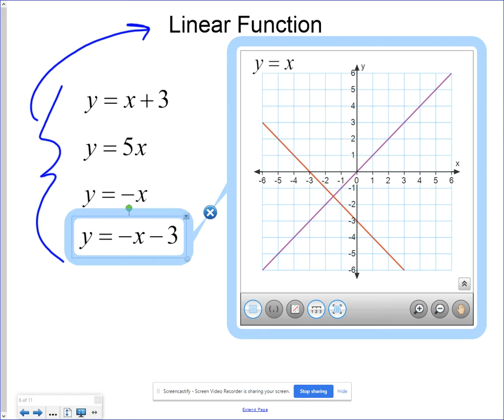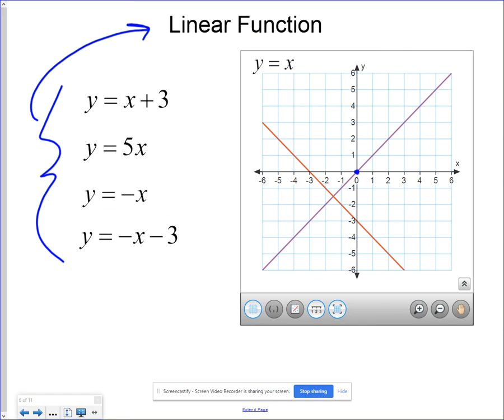Okay, so if you start at the y-intercept, the -3 here translates your graph down 3 units. So it takes this point here and moves it down 3 units. 1, 2, 3. Okay?